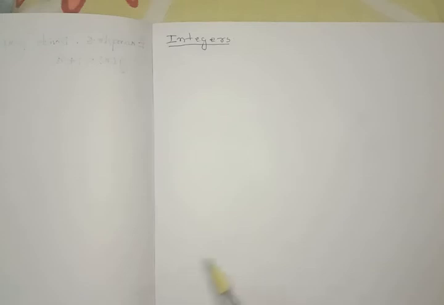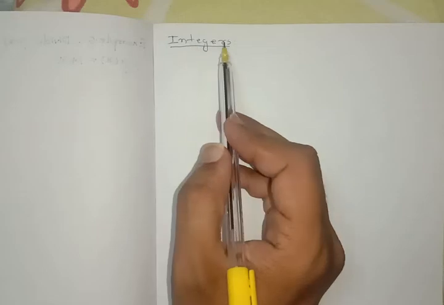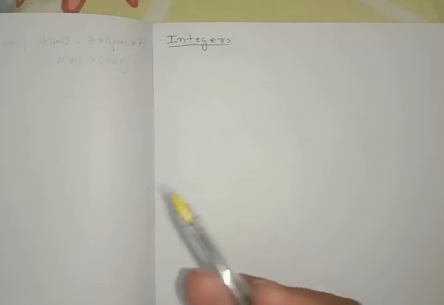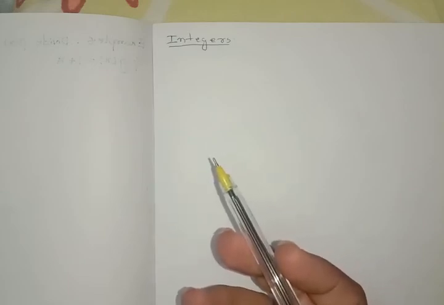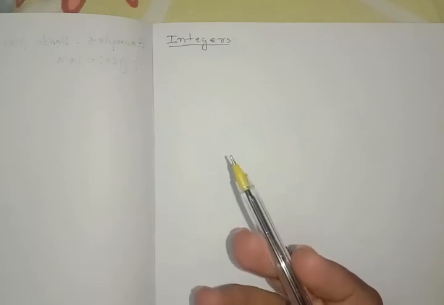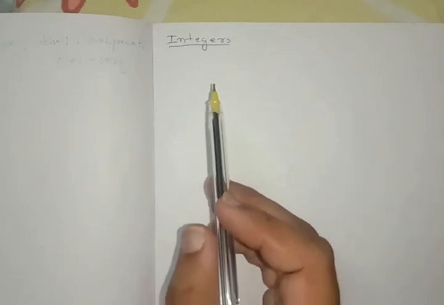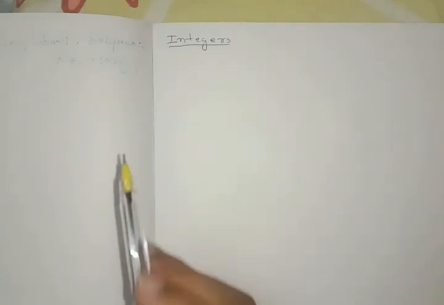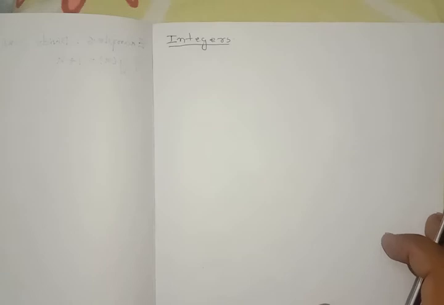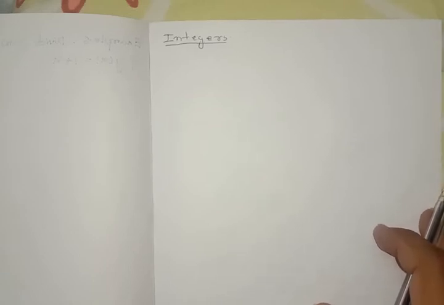In the last class, we have seen the definition of integers. Also, we have seen that when we add two positive integers, we get a positive integer. And when we add two negative integers, we will get a negative integer. Let's start today's class. We'll see some more problems in this class.